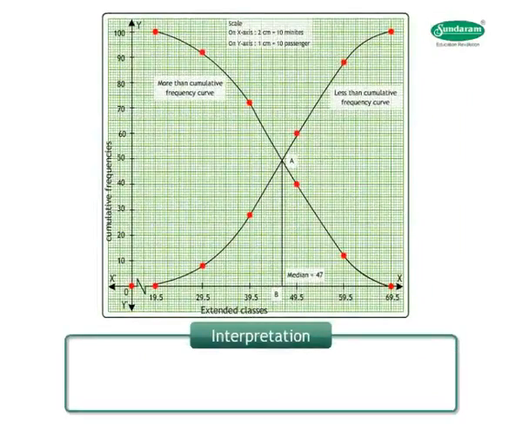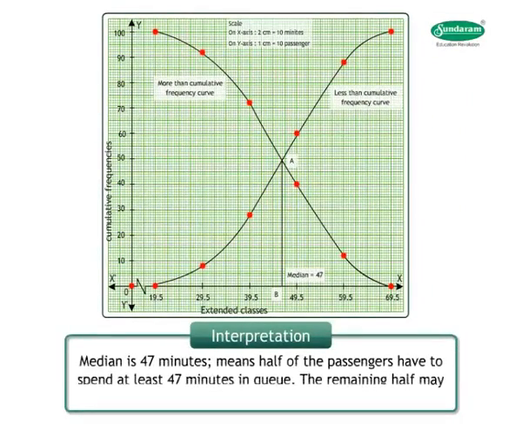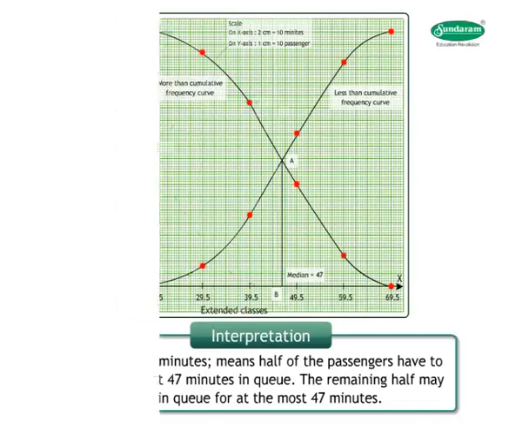How to interpret this graph? Median is 47 minutes, means half of the passengers have to spend at least 47 minutes in queue. The remaining half may be in queue for at the most 47 minutes.